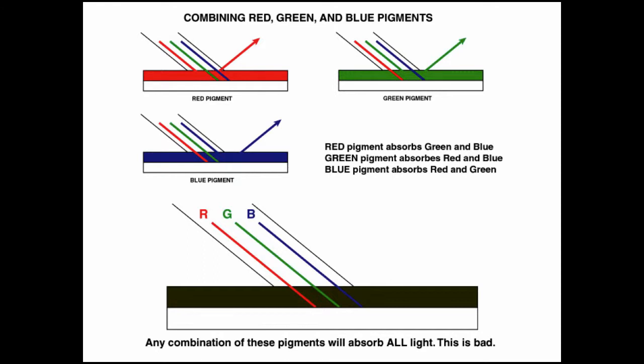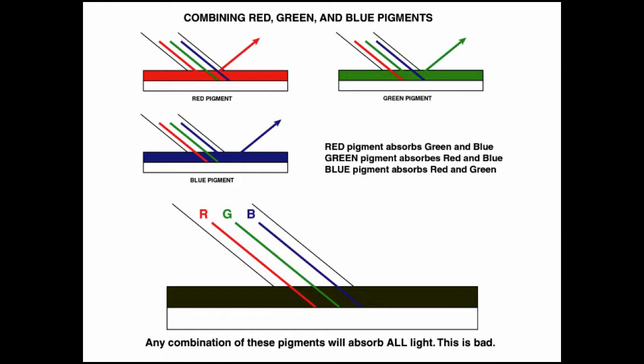You might think that you could use a combination of red, green, and blue pigments to print all of the different colors in the visible spectrum, similar to the way that a computer monitor uses red, green, and blue light to create all of the colors in the visible spectrum. However, there's a problem with using these particular kinds of pigments for printing. The problem is that each of these pigments absorbs two wavelengths of light and only reflects one. And we'll see in just a second why that's a problem.